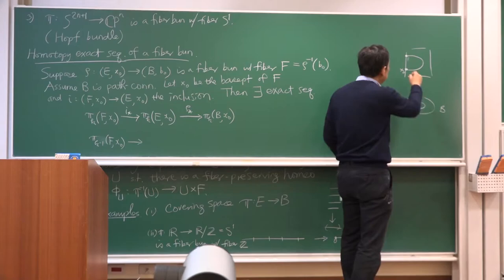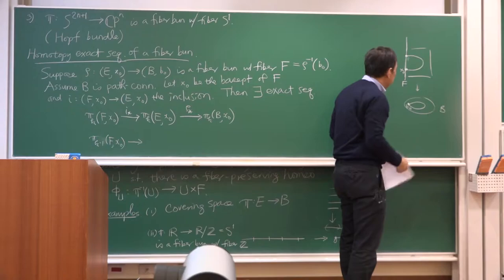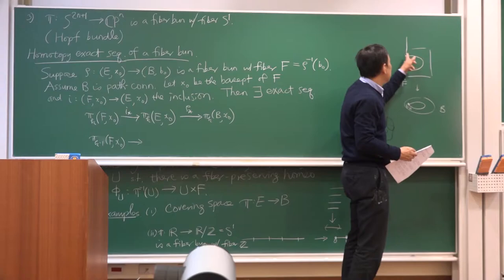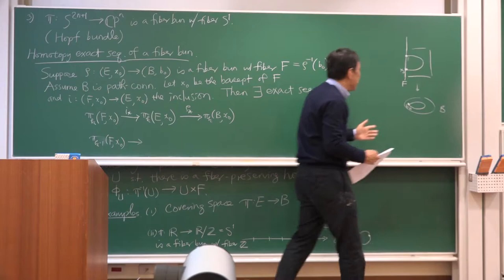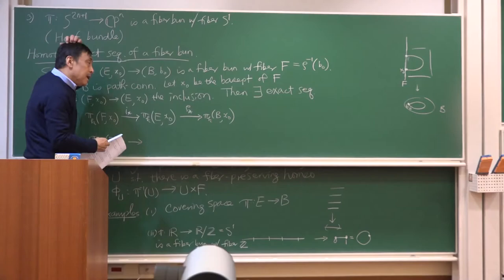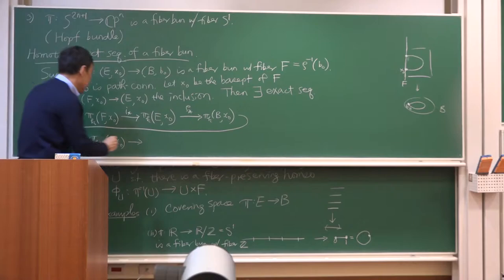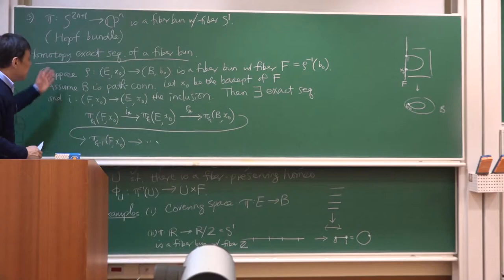In the fiber, this is the fiber. And so you see, an element of pi 1 of B gives you a point in the fiber, which is in pi 0. Okay? So pi 1 will go to pi 0. And in general, pi k will go to pi k minus 1. So there is this connecting map. Okay, and then this sequence continues. Okay, and the theorem is that this gives you a long exact sequence.